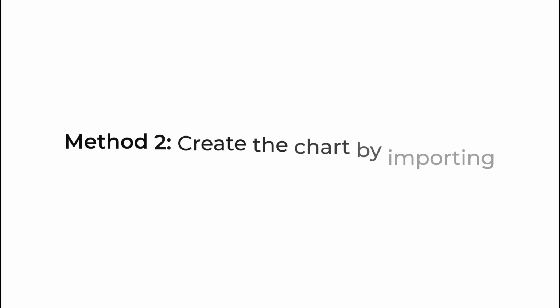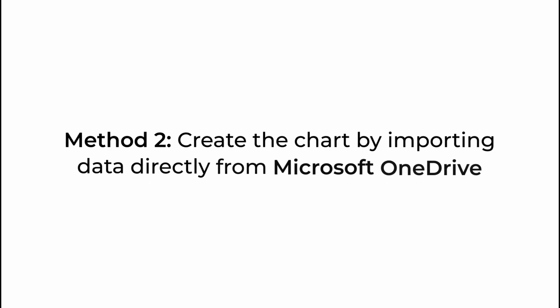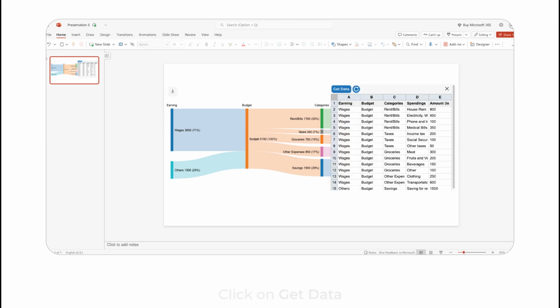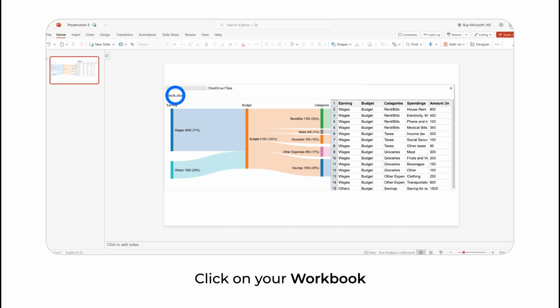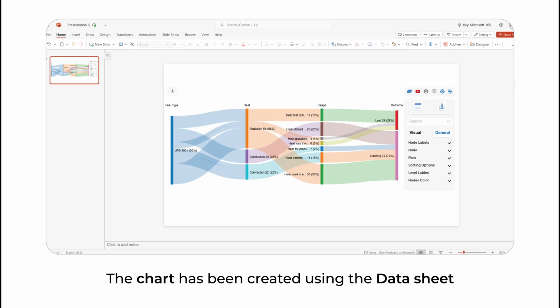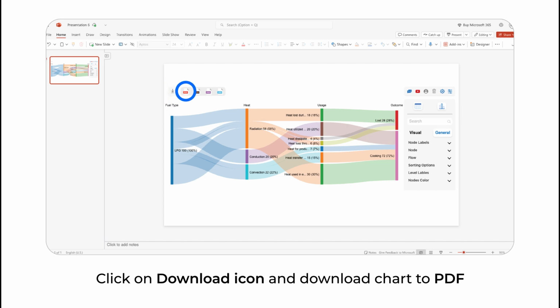Method 2. Create the chart by importing data directly from Microsoft OneDrive. Click on Table icon. Click on Get Data. Click on your workbook. Select the data sheet on which you want to create Sankey Diagram. The chart has been created using the data sheet. Click on Download icon and download chart to PDF.